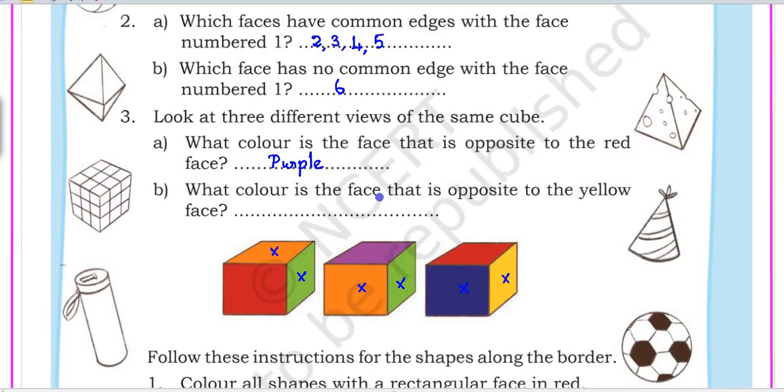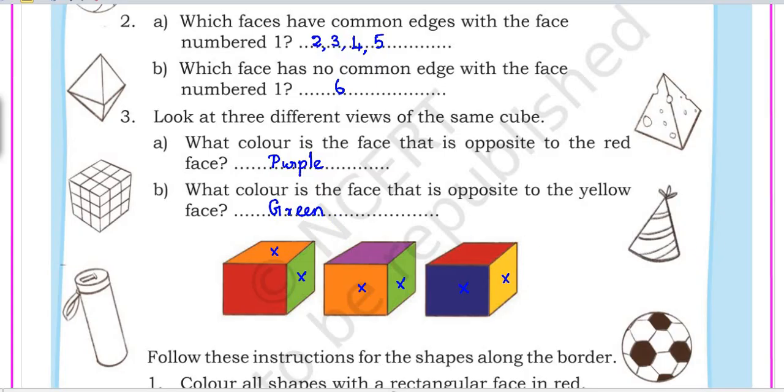Next, what color is the face that is opposite to the yellow face? You can just do an activity: make a cube in your box, or take your Rubik's cube and color it like this, and easily you can get the answer. What is the opposite of yellow? You will be getting green. So the answer is green.